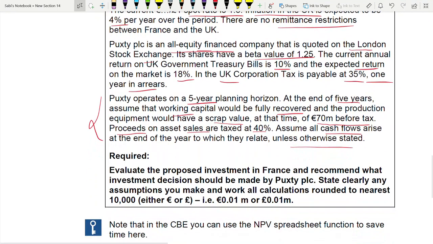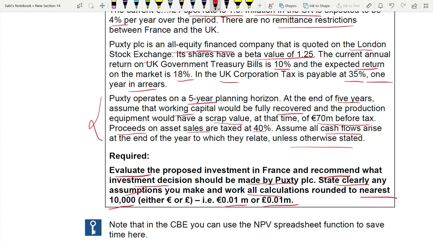So now, evaluate the proposed investment in France and recommend. Once you evaluate, you have to calculate and tell whether it's good or bad. Then you need to recommend what investment decision should be made by the company. You should clearly state assumptions and work all your calculations to the nearest 10,000, either in pounds or euro, or 0.01 million in euro or 0.01 million pounds. You have to round it.